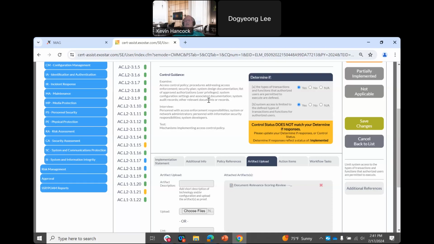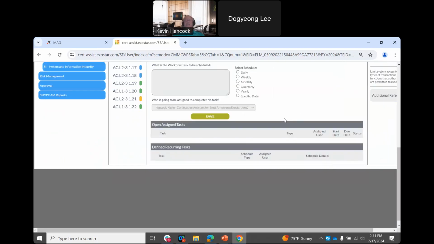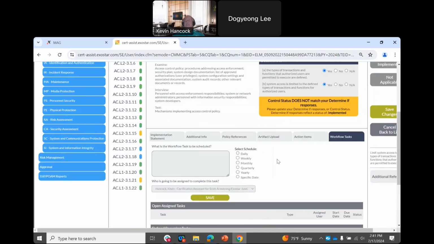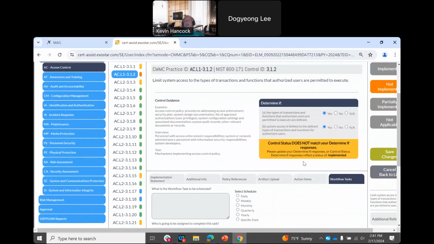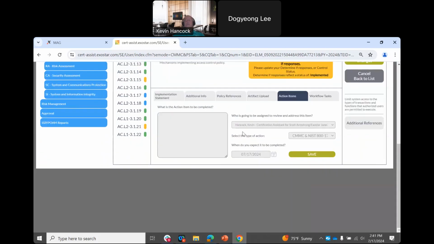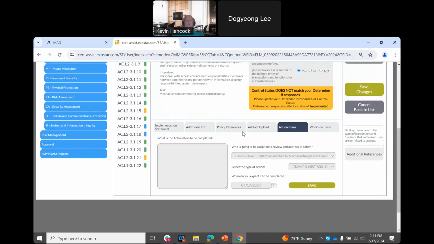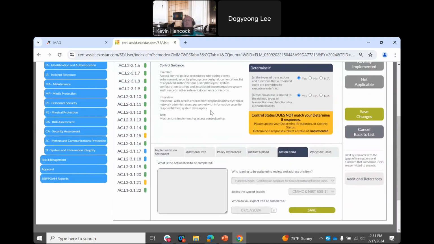If this particular control has a requirement to periodically review or do something like that, I would create a workflow task around that and say, I need to do this daily, weekly, monthly thing. And this allows me to say I did it. But if I don't have this implemented, right, and this one is not implemented, I would create an action item. And that action item would be the POAM that I generate against this.